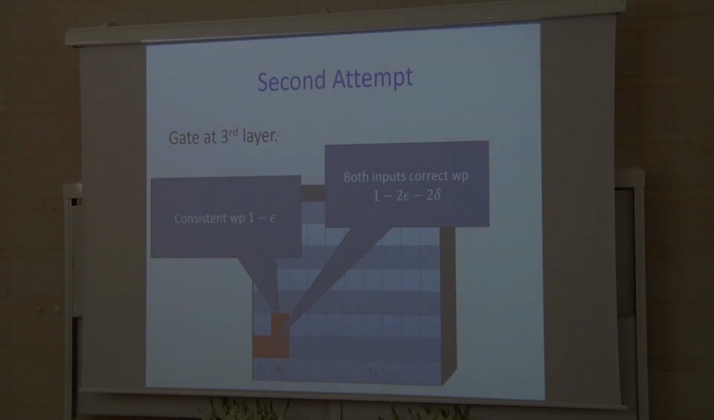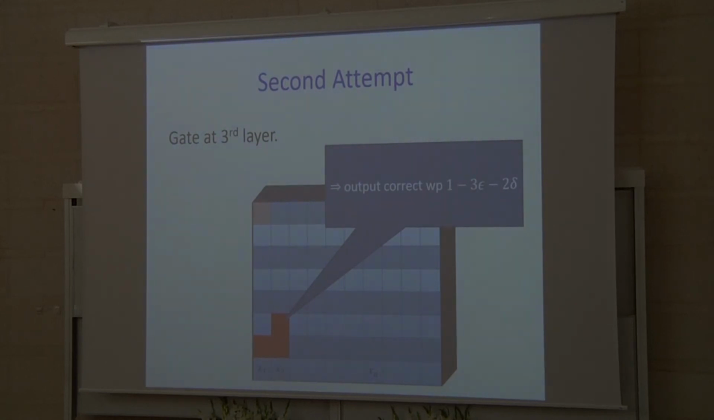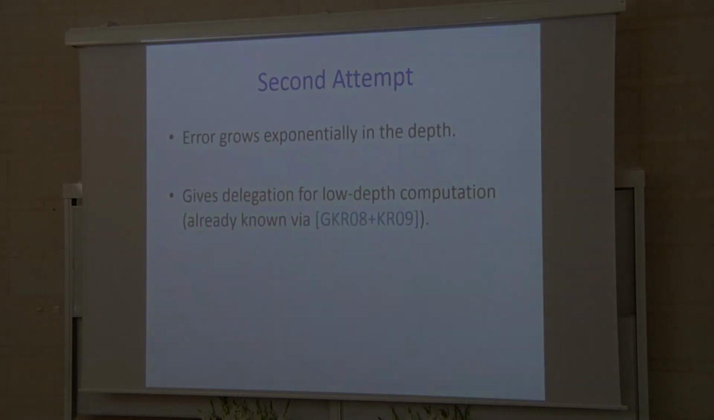I also know that this gate, because of our lemma, its value is going to be consistent with probability 1 minus epsilon. So what I get is that this guy in the third layer needs to be correct with probability 1 minus 3 epsilon minus 2 delta. And you can keep proceeding like this, but unfortunately your error grows exponentially in the depth. So this would be great if our computation can be done in low depth, and in particular it already gives a delegation protocol that works for low depth computation. But this was already known, as I mentioned in the beginning. Okay, so let's try to get a new result and do something else.